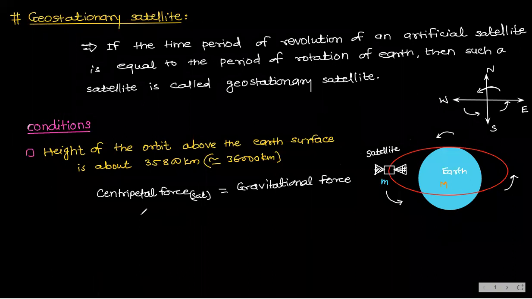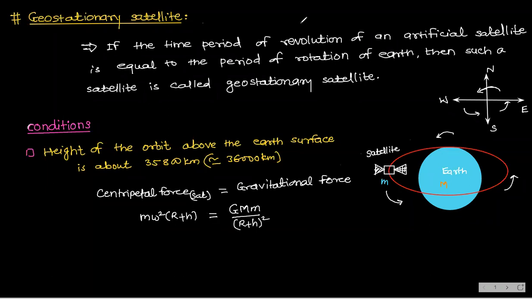Now here you see I am writing m. Tell me, what should I write? m omega square (R plus h) is equal to the gravitational force, G m M by (R plus h) whole square. Very good. Now this m and this m cancel. Okay.